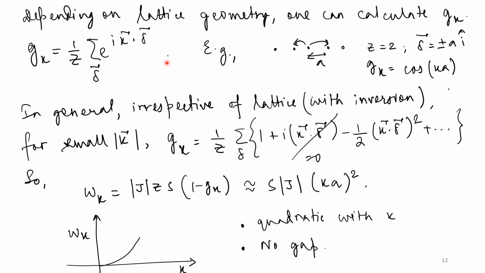Of course, as I said, it will depend on the dimension and the lattice geometry. For example, if I think of a linear chain, a one-dimensional lattice, then for any atom there are two neighbors, plus or minus delta, plus or minus a i, i being this direction and a being the lattice spacing. Then if I just plug this in here, you see that g_k just becomes cos(ka), right? So then I can just plug it in and get my expression.